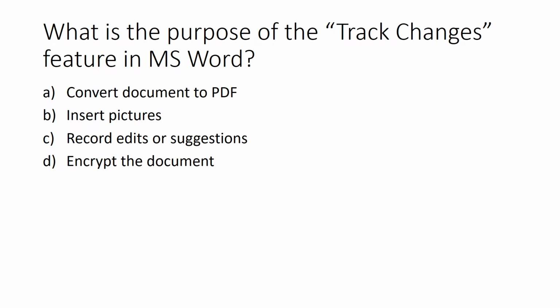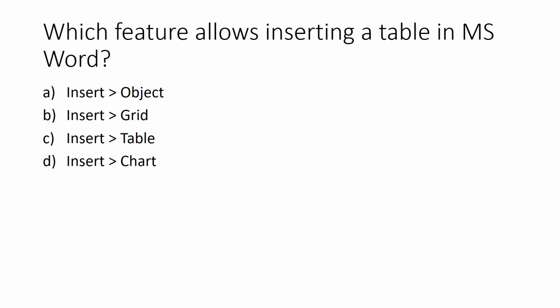Now, what is the purpose of the track changes feature in MS Word? Track changes is used to record edits or suggestions made by other users of the document. Let's see next. Which feature allows inserting a table in MS Word? To insert a table, what is that? Insert and then table.